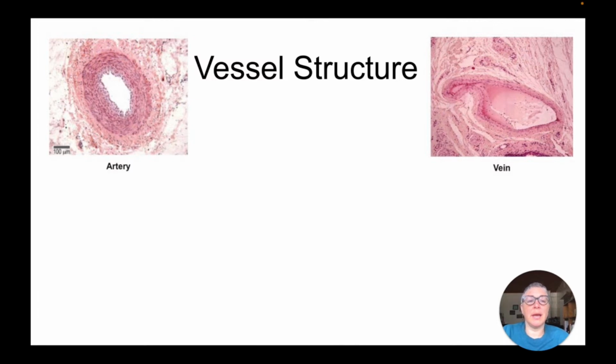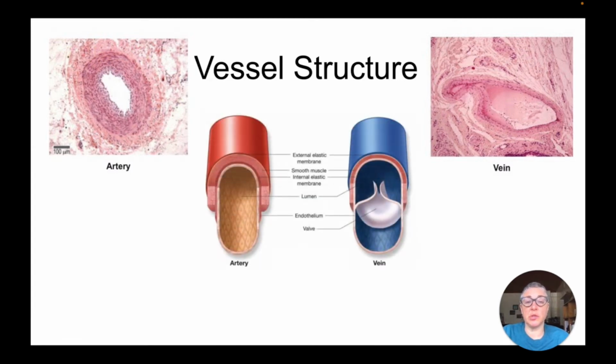Here we're looking at microscope slides of each one, and you can definitely see there are some physical differences between these two structures. Both of them have this external membrane, which is elastic. They both have muscle tissue, which is elastic. They both have a lumen, which is the opening, and they both have endothelium.